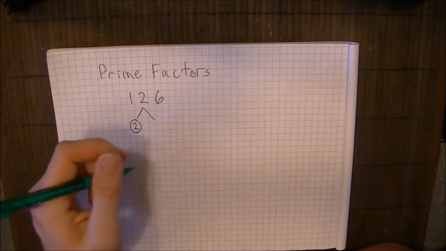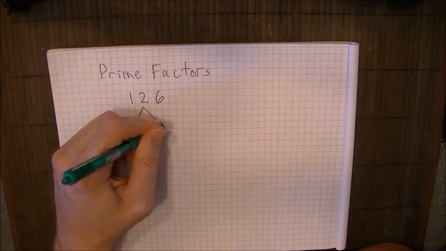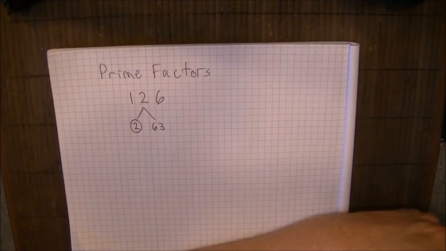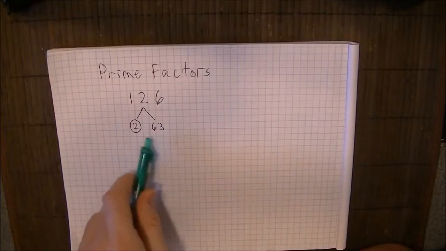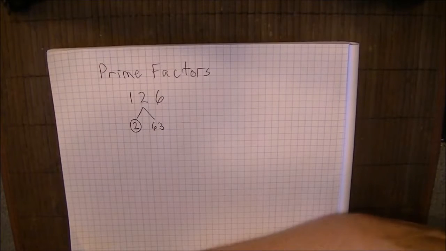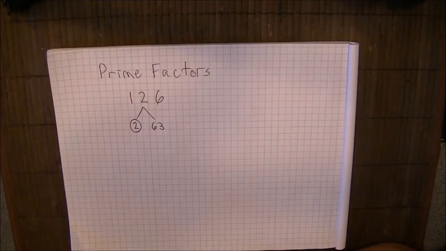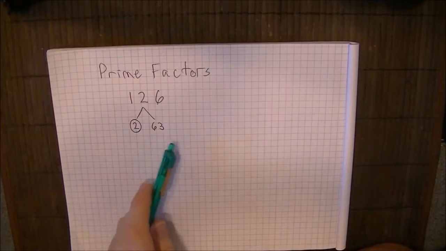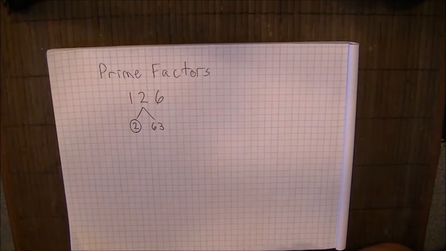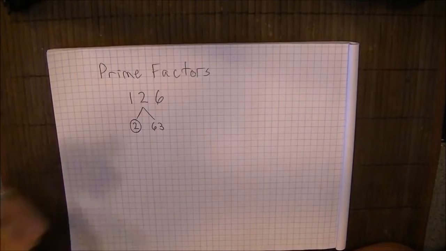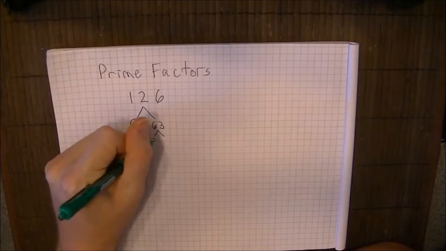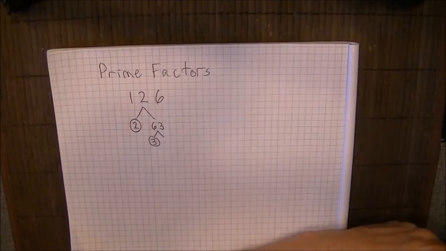And 6 divided by 2 is 3, so this gives me 63. Now, is that prime or is that composite? Well, looking at this number, 3 can go evenly into it. And how do I know that? Well, I know that 3 goes evenly into 60, and so it also goes evenly into 3 as well. And when I add 60 plus 3, it's got to go into that. So 3 goes into 63, so I can take out a factor of 3.